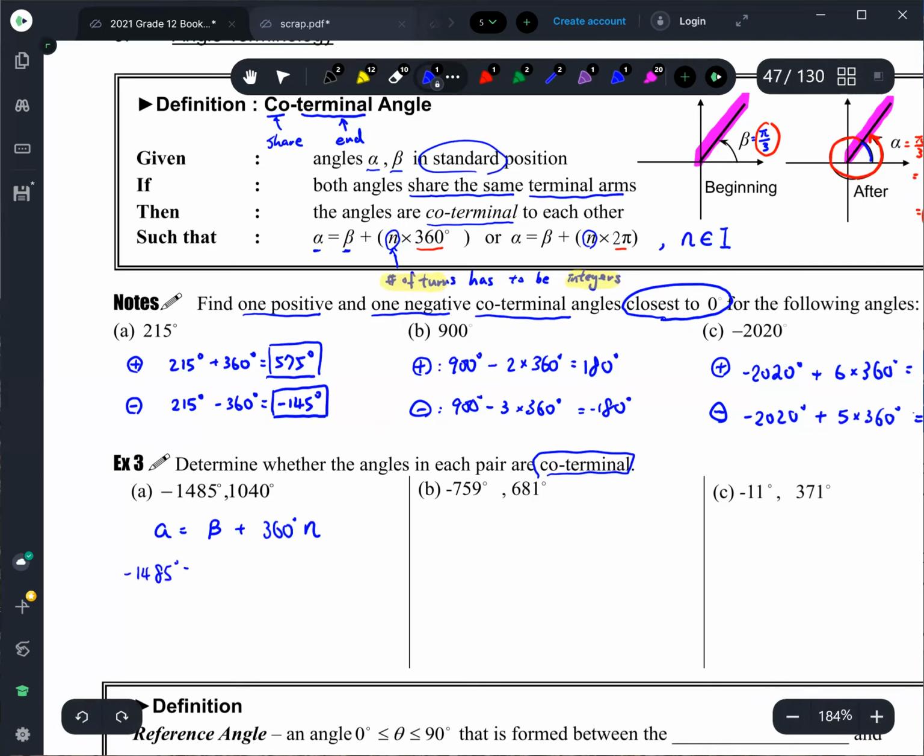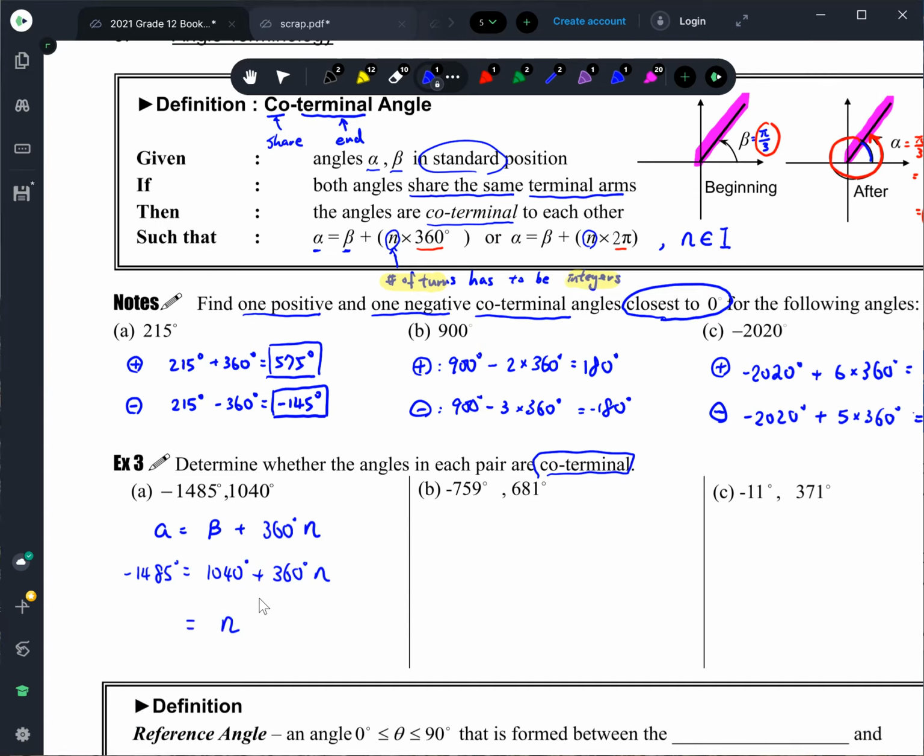-1485 equals to 1040 plus 360N. So we want to see if the N will end up to be an integer. Okay, so you solve for N. Okay, isolate the N. So everyone try this out. Once you found the N, please raise your hand or check the answer. You can use calculator.